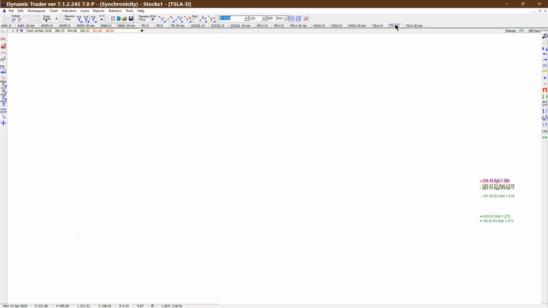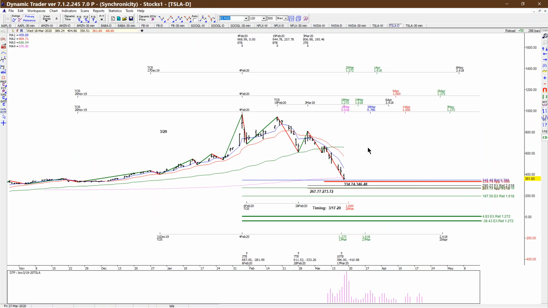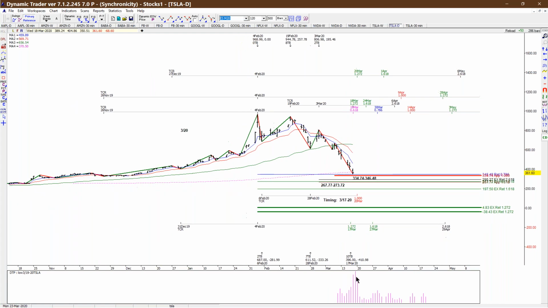Let's see if I have anything else. Actually, I have timing. Yeah, I did already show you the timing in Tesla. But you have it both with the histogram. This is a nice standout. And then you also have the outright cycles.